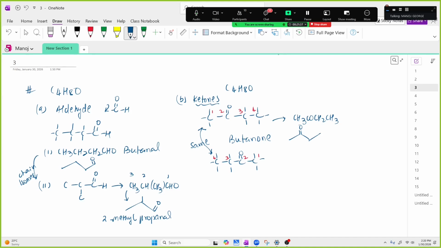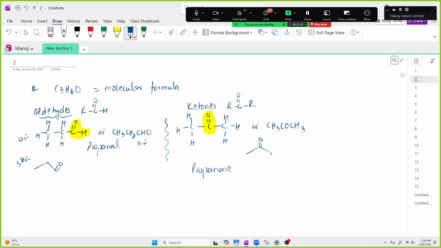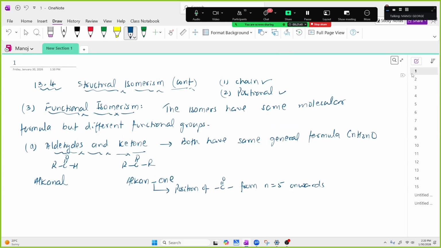Anyone has any problems? So what I said was, when you do functional isomerism, you should study them as pairs. That's usually the fastest way to learn. So this is one pair. The pair I'm talking about is aldehyde and ketone. So there is a switch between aldehydes and ketones.